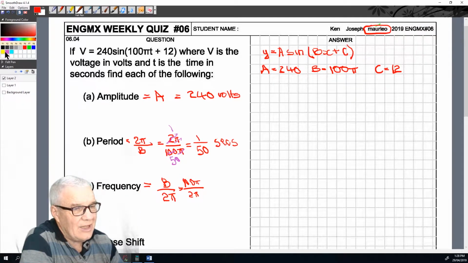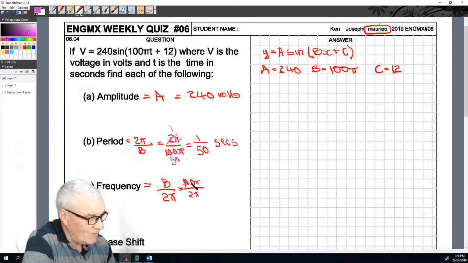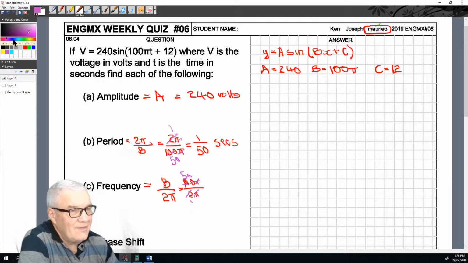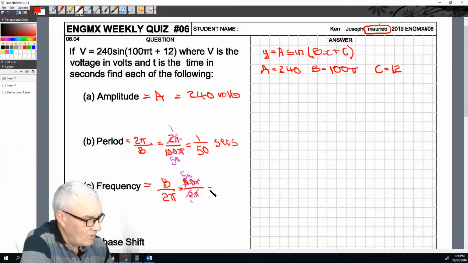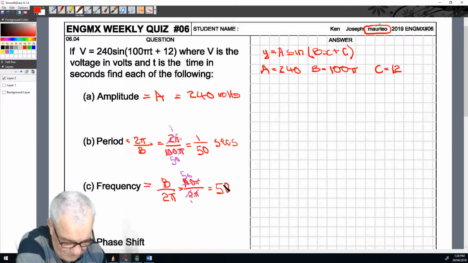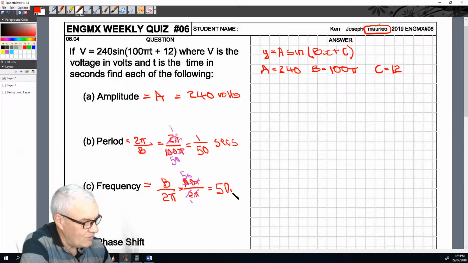So then here's our, this here, so the 100 becomes 50, the 2 becomes 1, and the pi's cross out. Then we go back to the red pen, equals 50, and that's seconds too, is it? Oh, that's 50 per second.